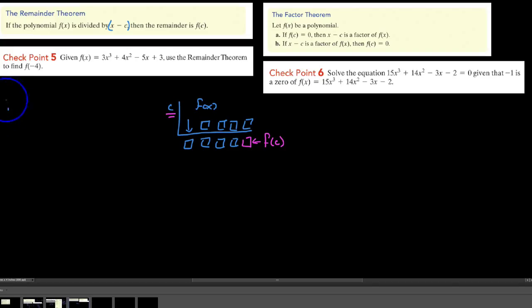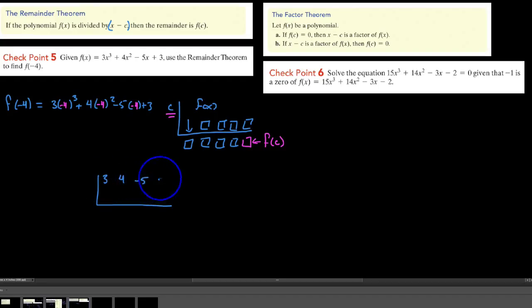What I want everybody to see here is this. If I were doing this the old-fashioned way, I would have to take out all of my x's and plug in the input that we're finding for, which in this case is -4. So -4, -4, -4, and then evaluate this. If we're using the remainder theorem, all we need to do is drop in the coefficients of f of x, and then the c value, the value at which we're evaluating. And then we'll carry this out.